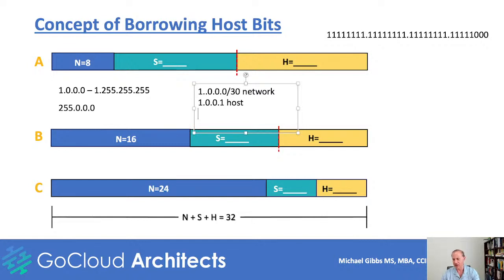2 to the third is 8 exactly. But it's 2 to the second you're going to do, Arun. You're not going to use a 2 to the third or a slash 28 for a WAN link. For a WAN link, you're always going to use a slash 30.